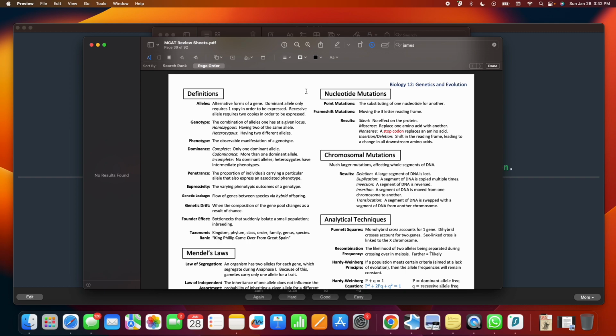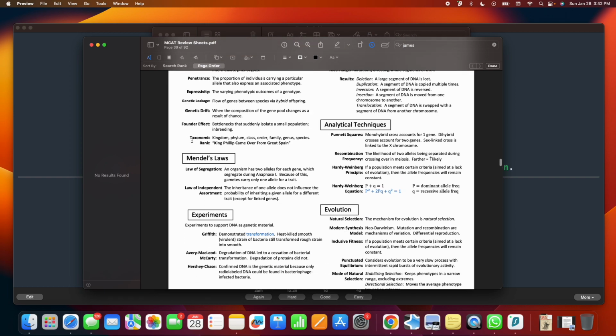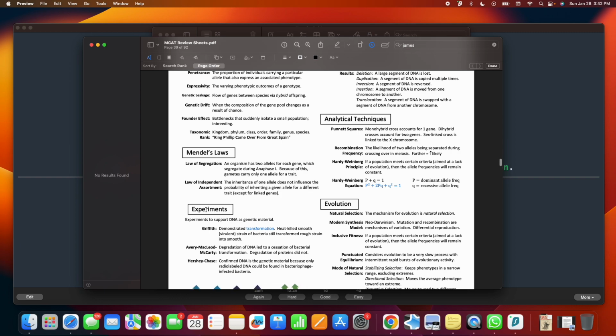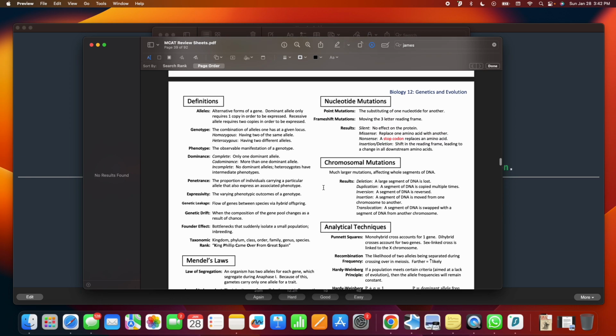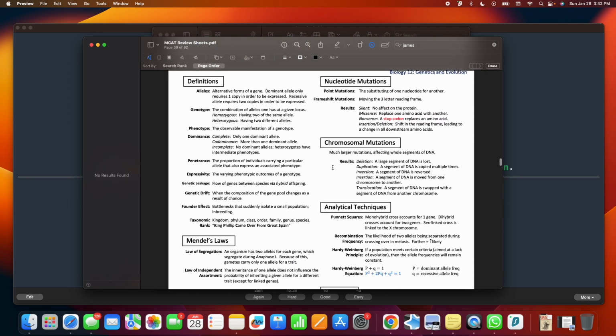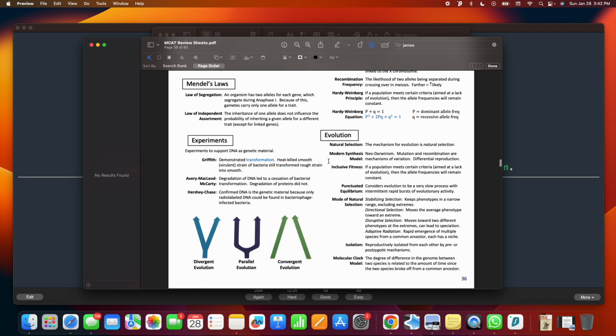Okay, so we have several definitions here, and these are genetic definitions. Then we are going to learn about Mendel's two laws, segregation and independent assortment. Then we have a bunch of experiments: the Griffith, Avery, MacLeod, McCarthy experiment, and the Hershey-Chase experiment. Then we have nucleotide mutations, chromosomal mutations, analytical techniques, and then evolution.